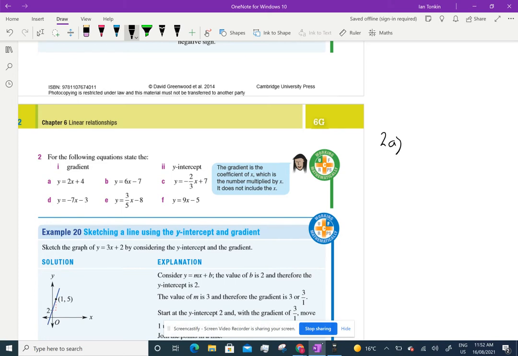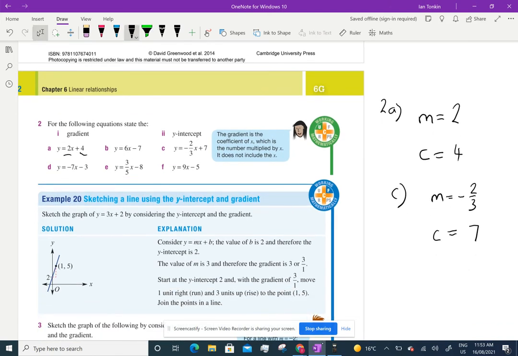And what do we want to find? We want to find the gradient. So I'm just going to use a letter. The gradient in the first one, that's the number in front of the x. 2. And the y-intercept, I'm going to use C, is 4. I'm going to jump to C now. You have a go at B on your own. And the next one in C that I'm doing, the gradient is whatever's in front of the x, -2/3. And the y-intercept is whatever is at the back, 7.